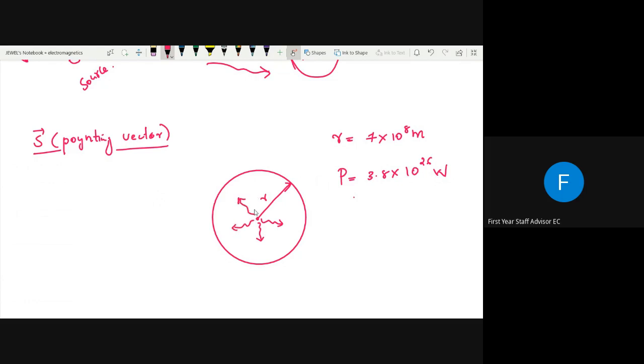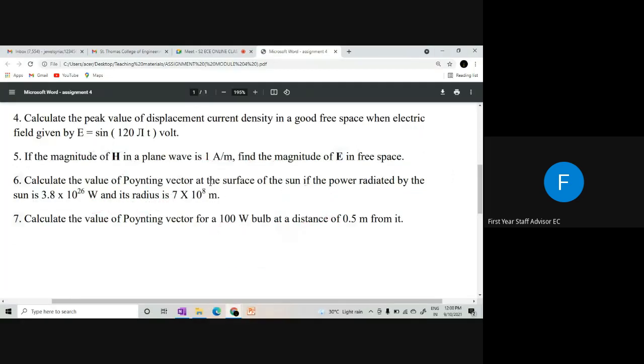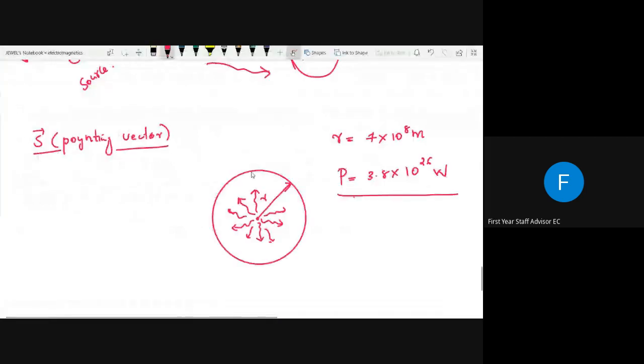And what is Poynting vector? Poynting vector is the quantification of what is the power density through some unit area. So we can say power due to electromagnetic waves are emanating all along the surface, and the total power radiated by sun is given as 3.8 into 10 raised to 6 watt. And we are asked to find Poynting vector at the surface of sun. നമ്മൾ എവിടെയുള്ള പോയിന്റിംഗ് വെക്ടർ ആണ് കണ്ടുപിടിക്കാൻ പറഞ്ഞിരിക്കുന്നത്. We are said to find the Poynting vector at the surface of sun. That means consider this point as some x.